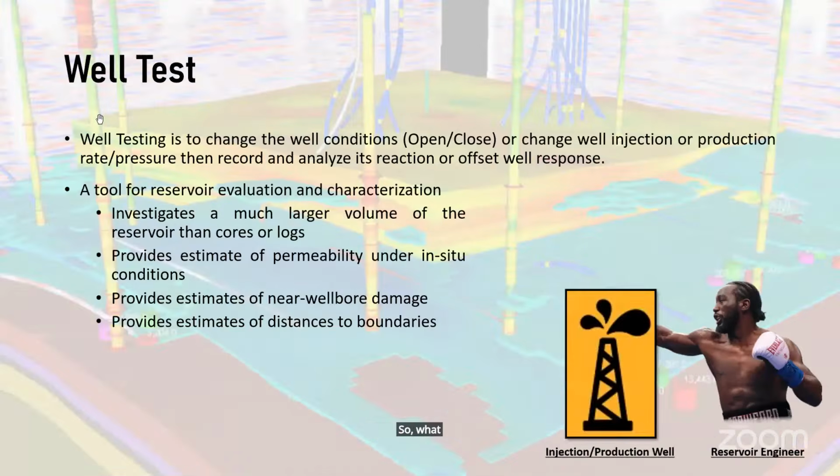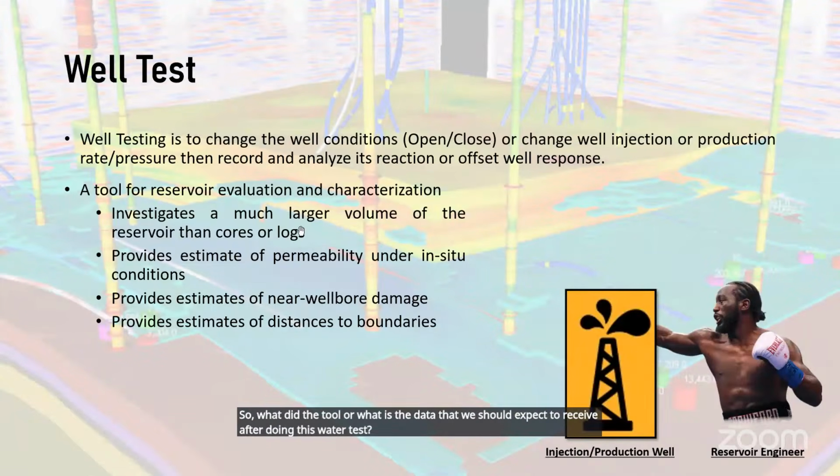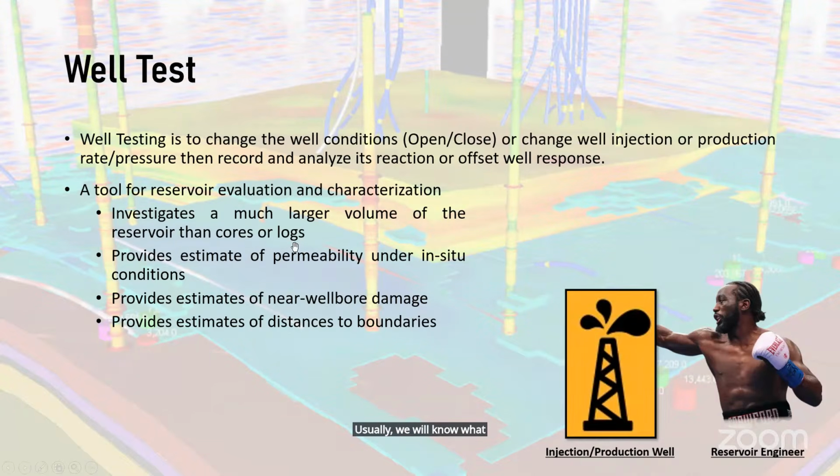So, what is the data that we should expect to receive after doing this well test? Usually, we will know the drainage radius of the production well and the average permeability of the reservoir around this well. Maybe we will also have an estimation if the well has damage. If we have damage and we have stimulation tools like fracturing or acid stimulation, we can use them to enhance the productivity and get more potential from this well. We can also know the distance to the boundaries.